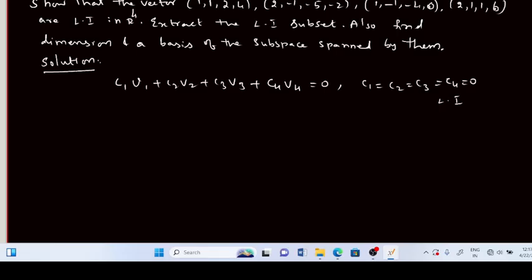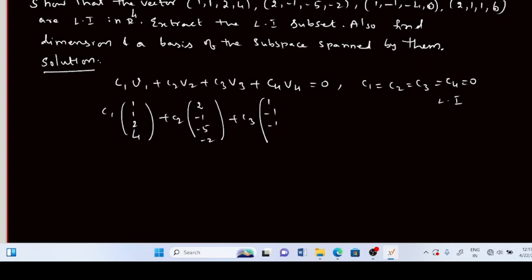So here we write this in terms of column vectors. c1 into (1, 1, 2, 4) in terms of a column, plus c2 into (2, -1, -5, -2), plus c3 into (1, -1, -4, 0), plus c4 into (2, 1, 1, 6), equal to 0.